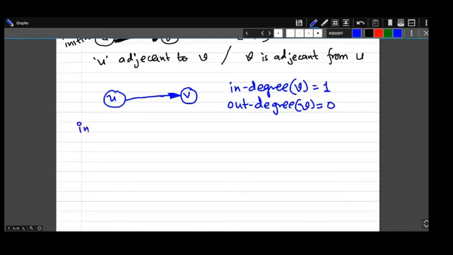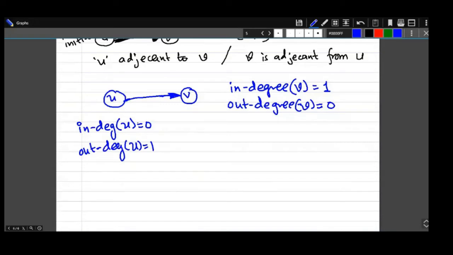And like that, the in degree of U is 0, and sorry, the out degree of U is how much? 1. Okay. So out degree is the number of edges that are emerging from, or starting from, that particular vertex. And in degree is the number of edges that are terminating at that particular node.